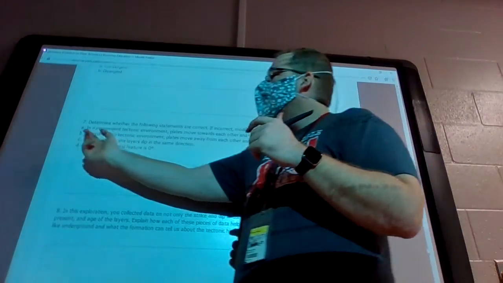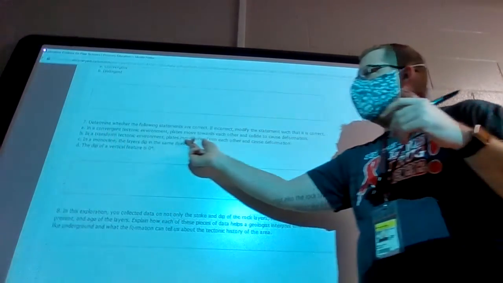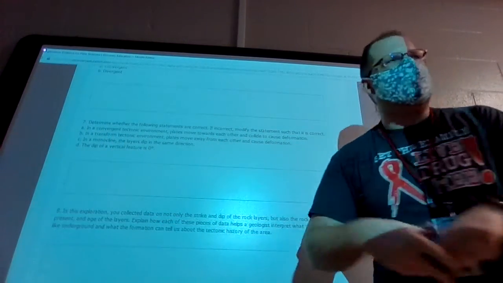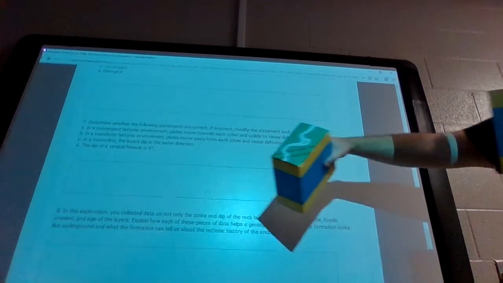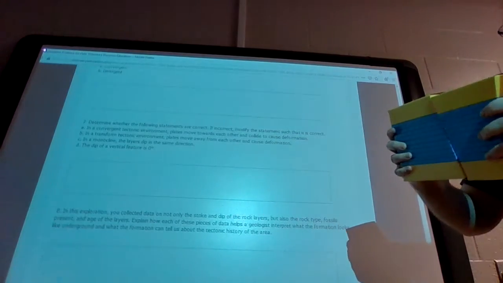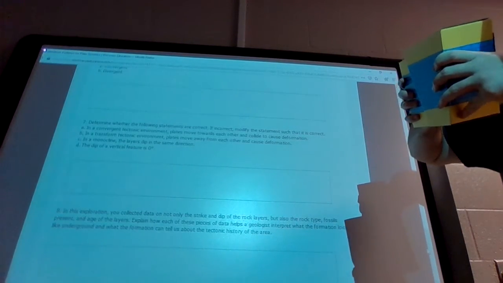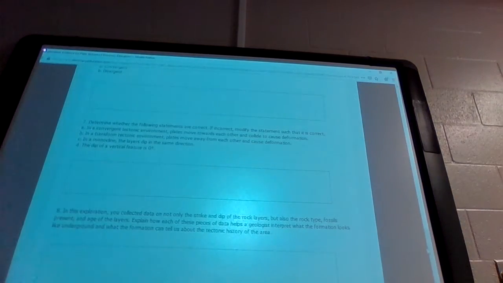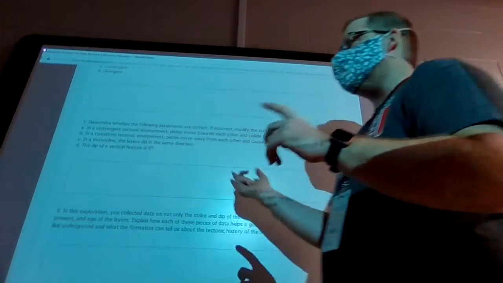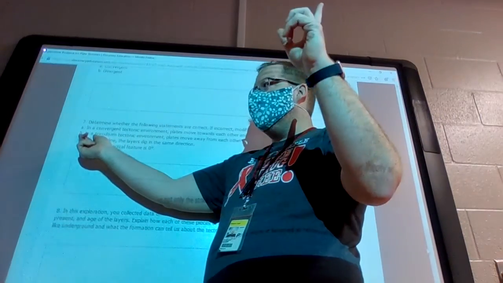car wreck. B, in transform tectonic activities, plates move away from each other to cause deformation. Again, we haven't really done this yet, but in transform, instead of pushing together or pulling apart, they go side by side. So it's not going to move away from each other and cause deformation. It's really just going to slide horizontal to each other, and whether there's deformation or not really depends on the fault. So I would just say that B is not true.